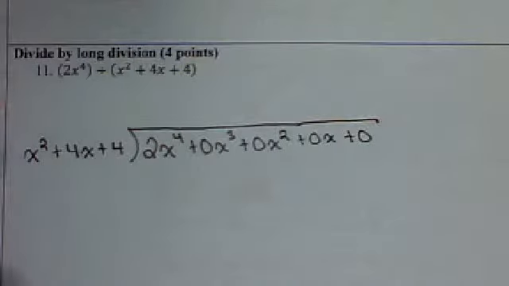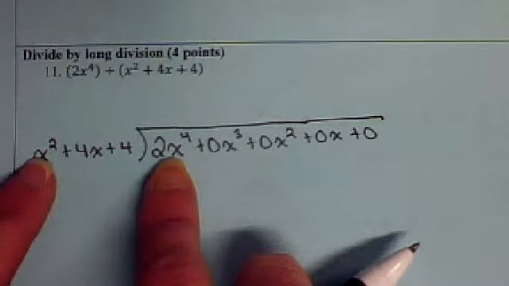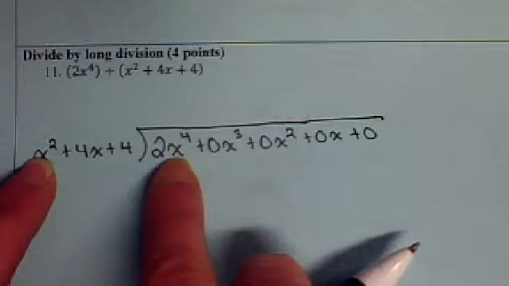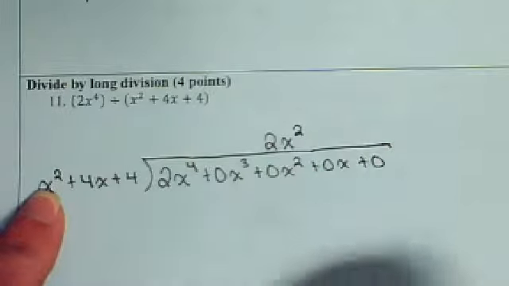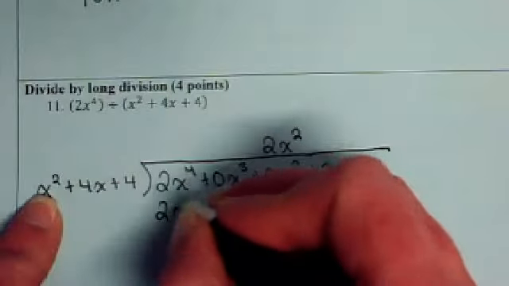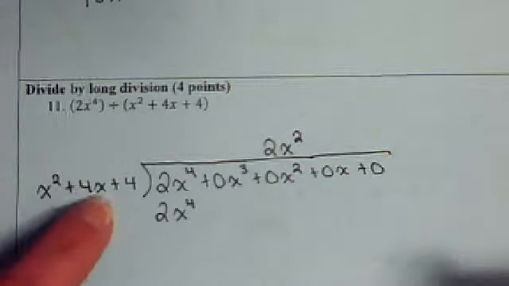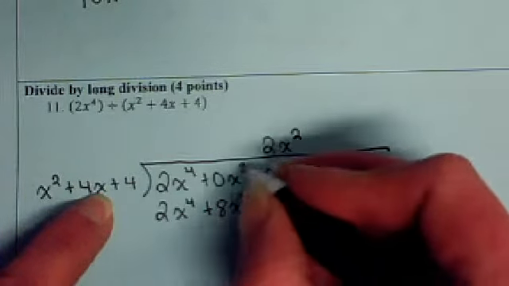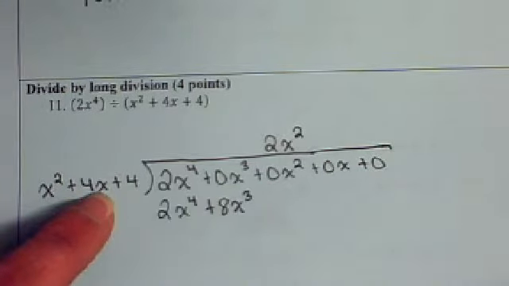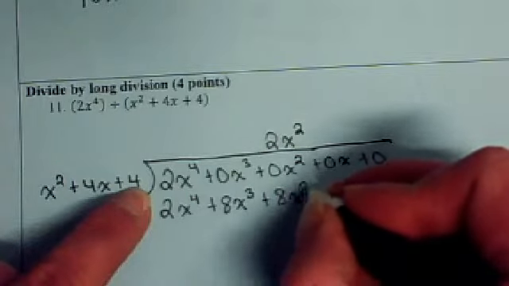Now, in long division, I'm taking this first term here and this first term here. What do I multiply x squared by to get 2x to the fourth back? Well, I would need a 2 and an x squared. Notice how I lined that up on top of the x squared. When I multiply, I get 2x to the fourth. 2x squared times x squared is x to the fourth. 4x times 2x squared is going to give me 8x cubed. Notice that they line up. You want that to happen. 2x squared times 4 is 8x squared.